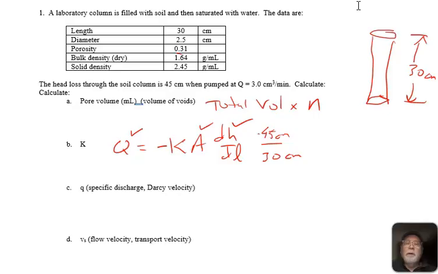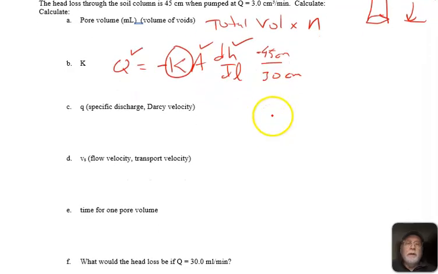I guess it'd be minus 45 over the specific discharge, or the Darcy velocity. It's little q equals Q over A. So you just take the flow divided by the cross-sectional area, and that's a step on the way to the flow velocity, the transport velocity, v sub s for the seepage velocity, sometimes vx in the x direction.